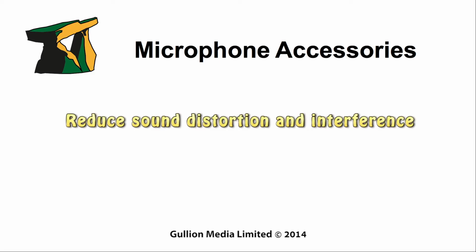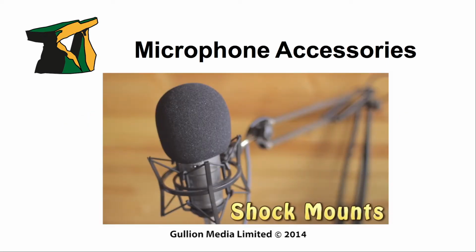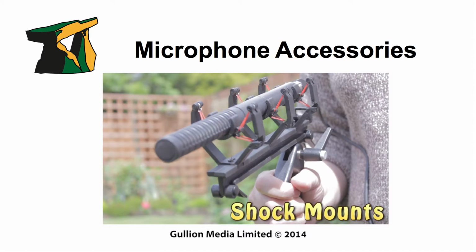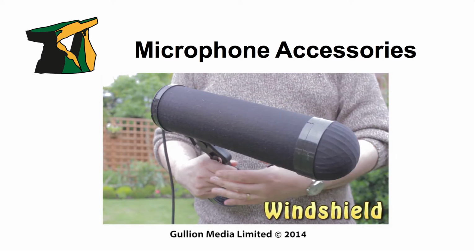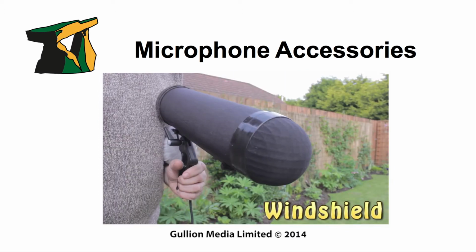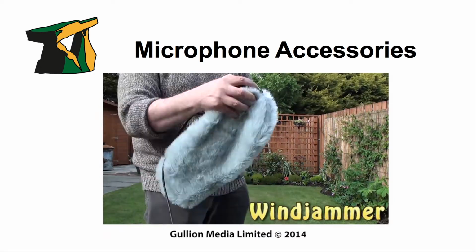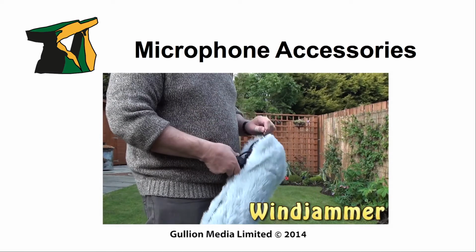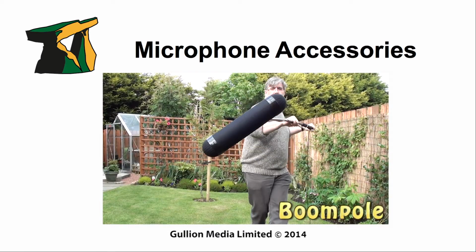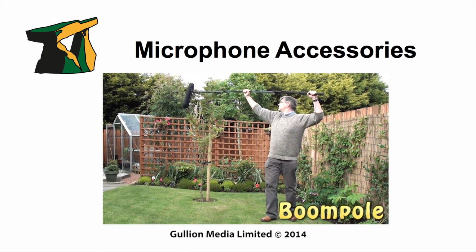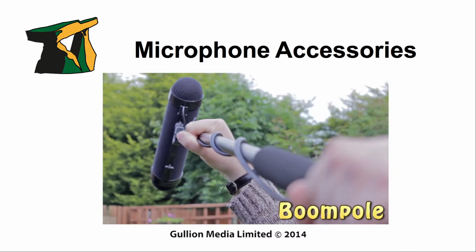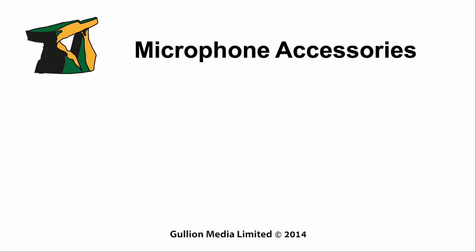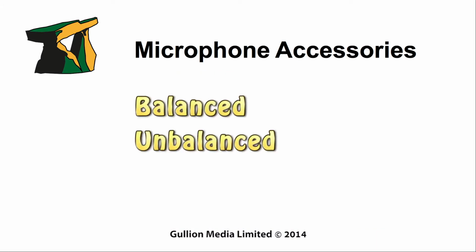Microphone accessories are used to help reduce sound distortion or interference that prevents clean audio being recorded. Shock mounts help reduce handling noise, which can cause vibration when the hand is in direct contact with the microphone or boom. The windshield helps reduce the speed of air movement across the microphone, which is called wind noise. The wind jammer goes over the windshield and again helps to further reduce the wind noise. A boom pole allows the microphone to be moved in close to the position of the sound being recorded. Care has to be taken in handling the boom so that the hand movements are not picked up by the microphone.